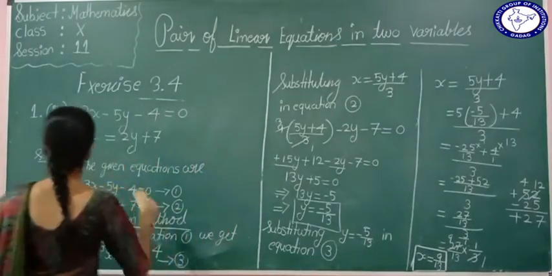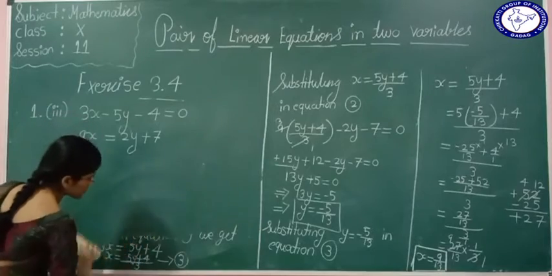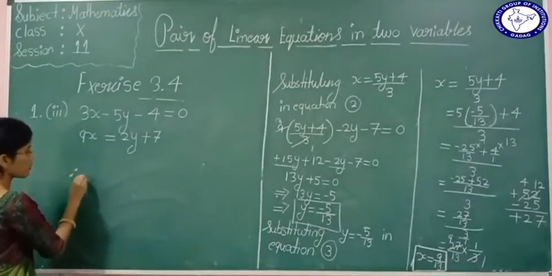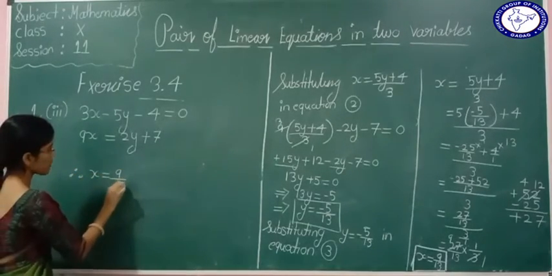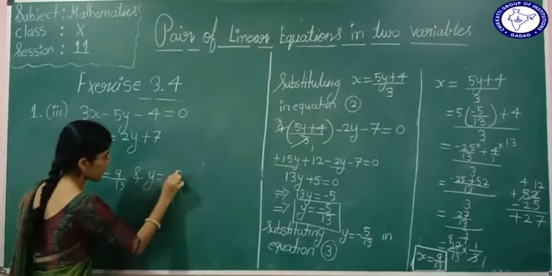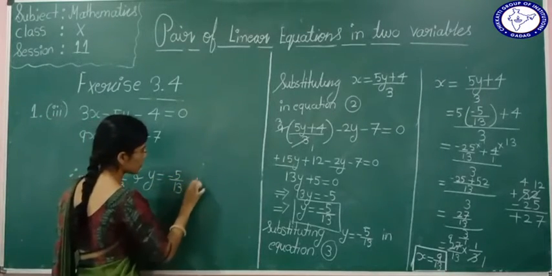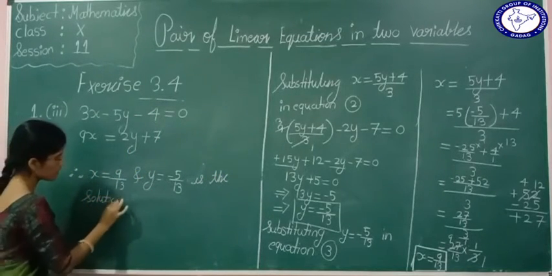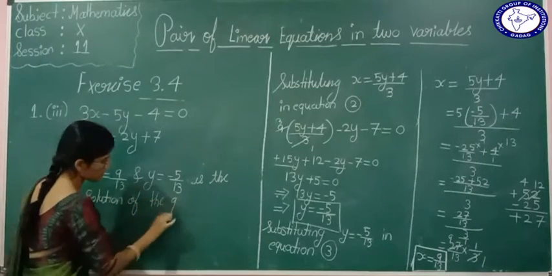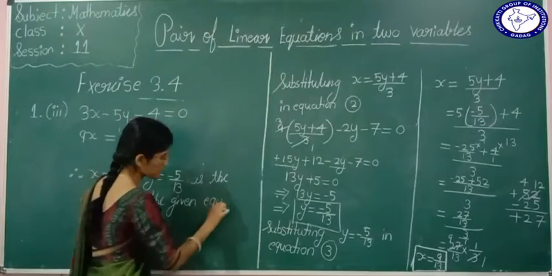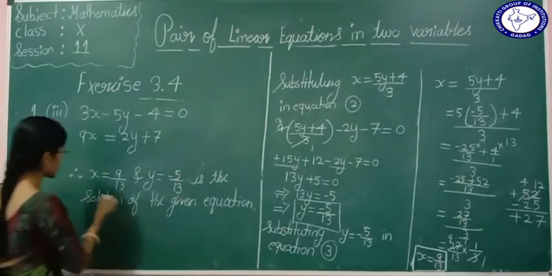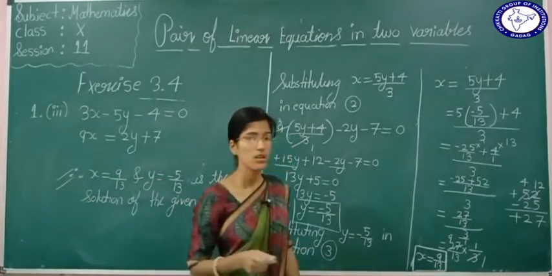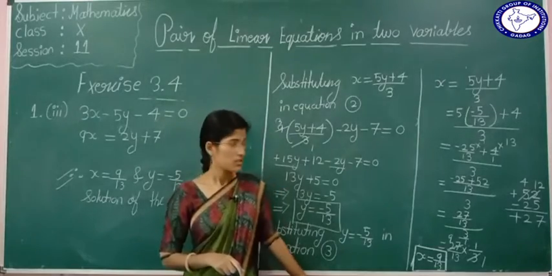So what will we write here? Therefore, how did we write in the elimination method? The same thing. Therefore, x is equal to 9 by 13 and y is equal to minus 5 by 13 is the solution of the given equation. So this is very important. It plays a very important role here. It will show discipline in your paper. This is about the first main.